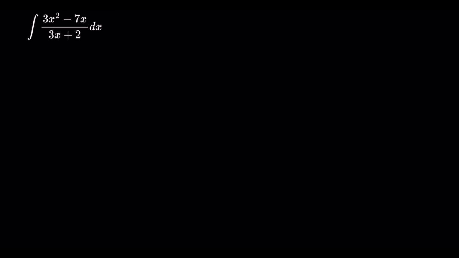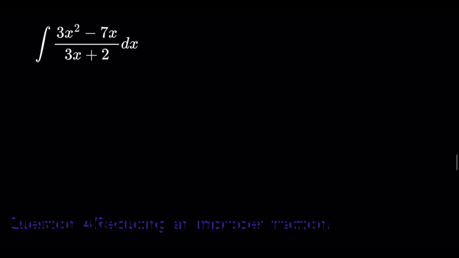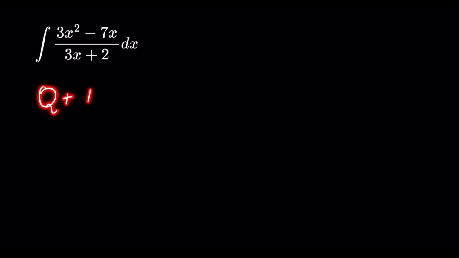Now let's go through this example together. We have to integrate a fraction again, but if you look closely, this is an improper rational fraction. This means that the degree of the numerator is greater than the degree of the denominator. So before we can integrate it, we need to simplify this expression. We're going to be converting it into a proper form, and we write it as quotient plus remainder over divisor. So let's do that.